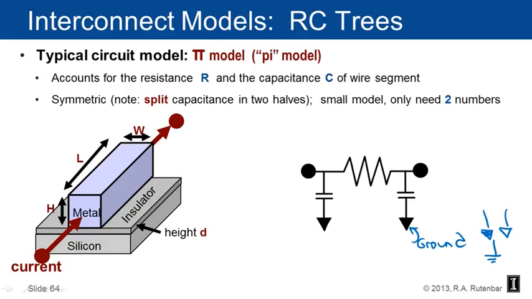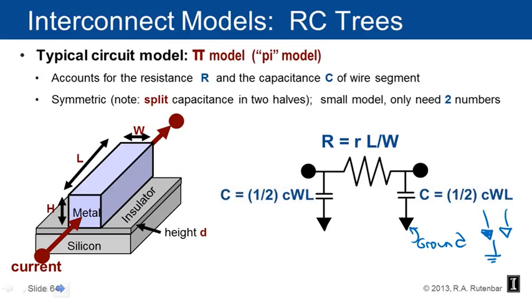And so this is a pi model, with one resistor and two capacitors. The resistor is the lowercase r times L divided by W, length divided by width. The capacitor value is C times W times L, and I put half the capacitor on the left and half on the right, because one of the things that's very convenient is to make this model symmetric. This is a wonderful small model. I only need two numbers, the R number and the C number, and I can fully parameterize this little circuit model.